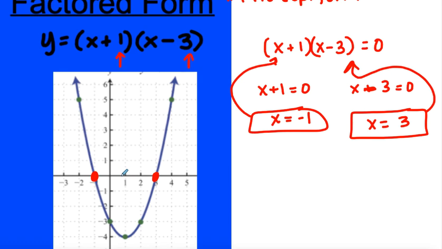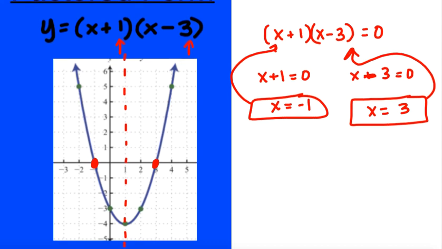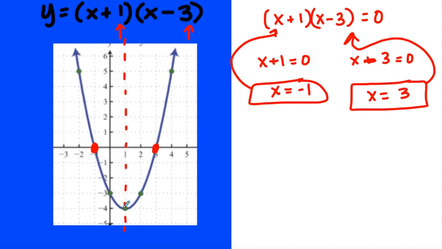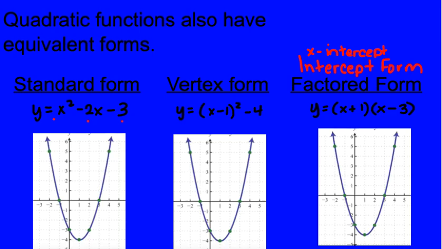What's even cooler then is that if I have 2 points on the graph that are equally distant from a line of symmetry, I know that the line of symmetry has to be in the middle of them. So although that doesn't tell me everything, it does tell me where the x coordinate of my vertex would lie. Not my y, but where my x coordinate would lie. So these are the 3 equivalent forms of a quadratic function.